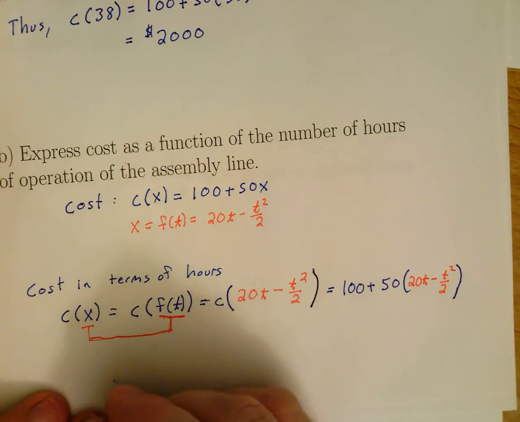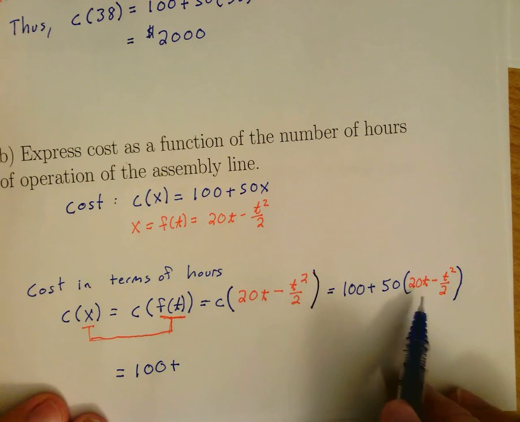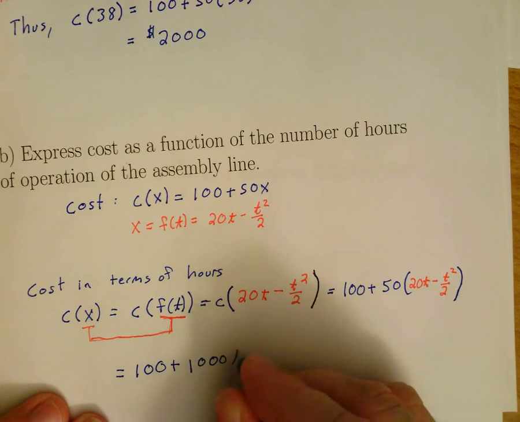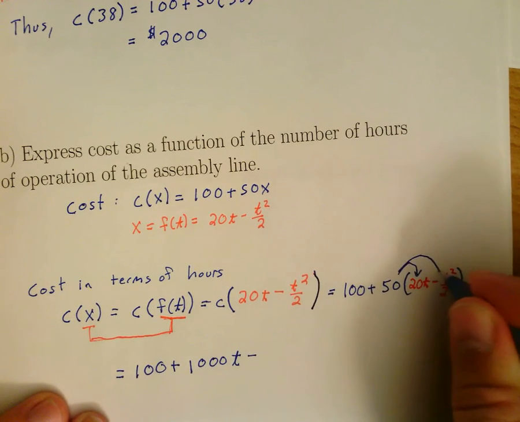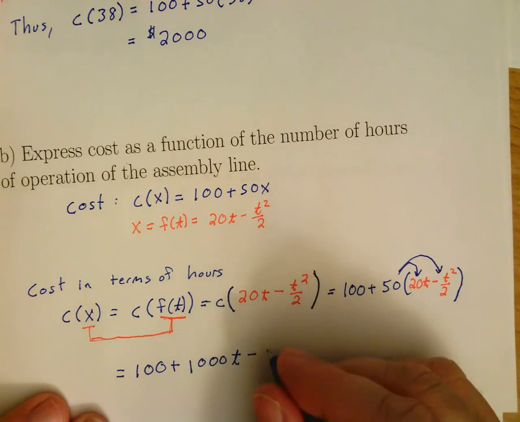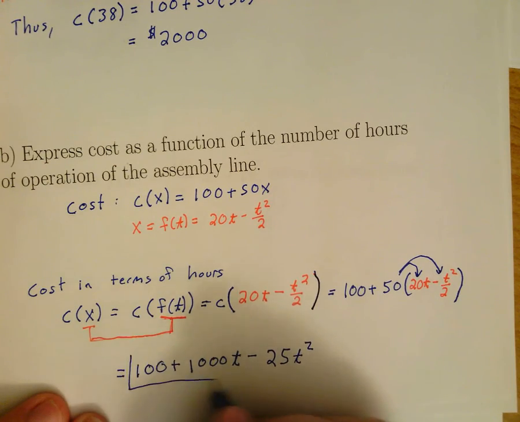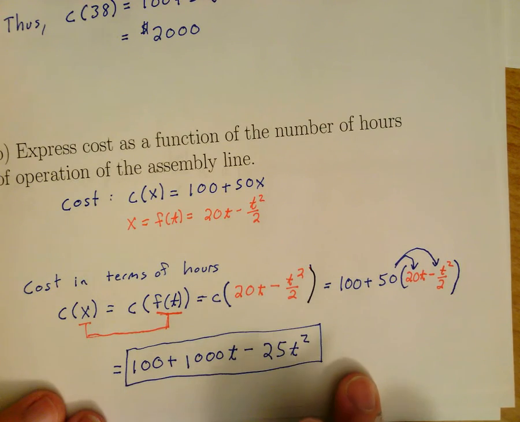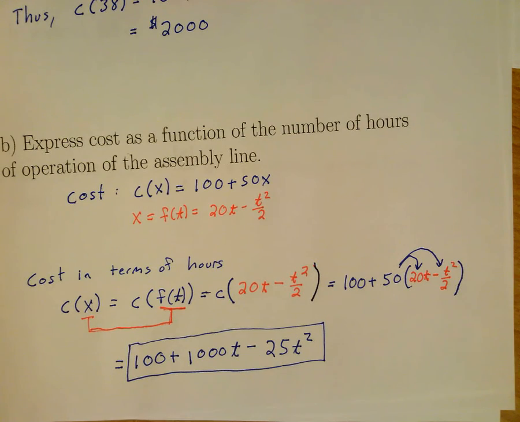So if we expand that out, we're actually going to get 100 plus 50 times 20 is 1,000, so that's going to be 1,000t, minus, and again I'm just distributing this through, 50 divided by 2 is 25, so that's going to be minus 25t squared. So now, if I want to know how much it's going to cost per hour, now I have a new formula using composition. So it's really basic to actually use these applications for business.